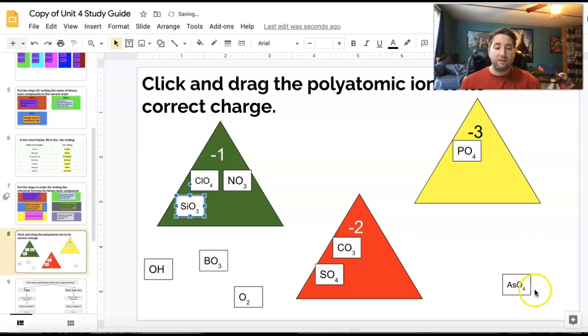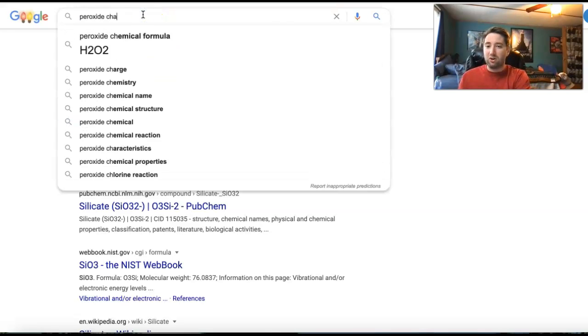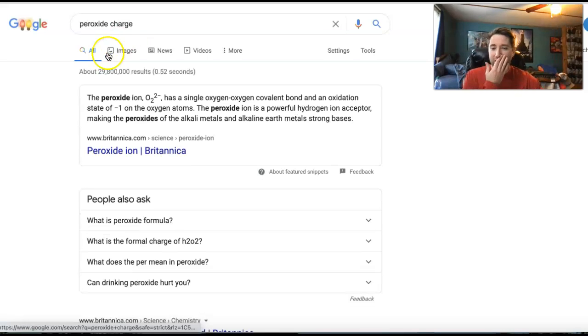Alright, next one, let's do AsO4. I think that one is arsenide, or arsenite, or arsenate. I think it's arsenate, and that's -3. Alright, O2 is going to be peroxide. Alright, anybody know what peroxide is? Alright, let's see. Peroxide charge. Alright, so it says the peroxide ion is O2 with a charge of -2.